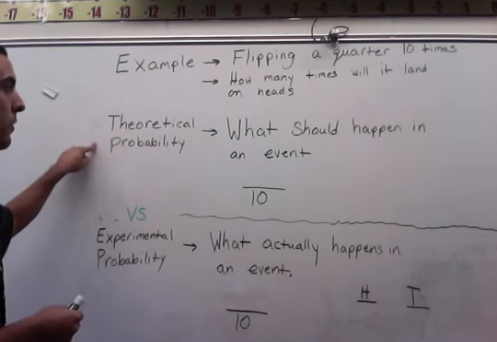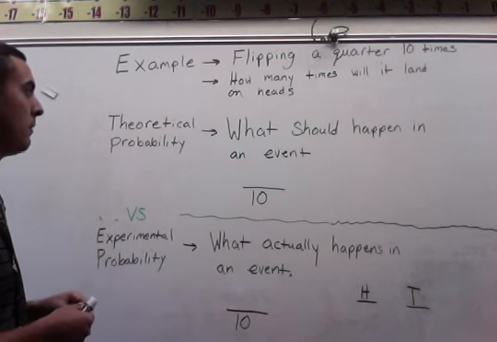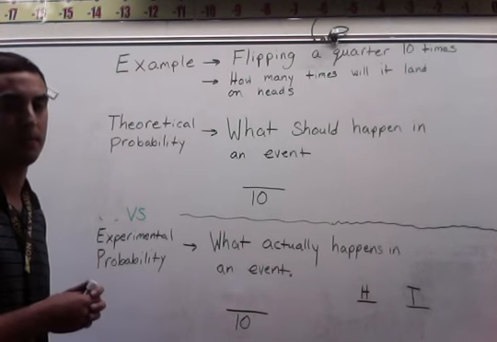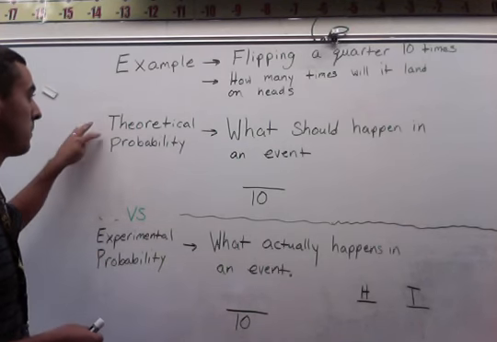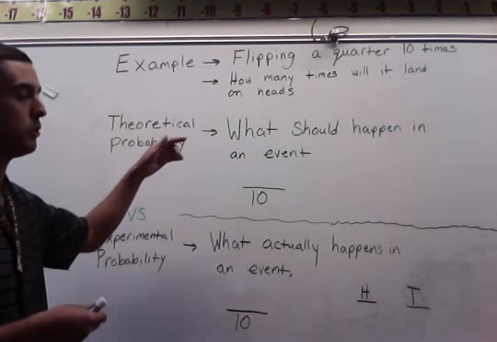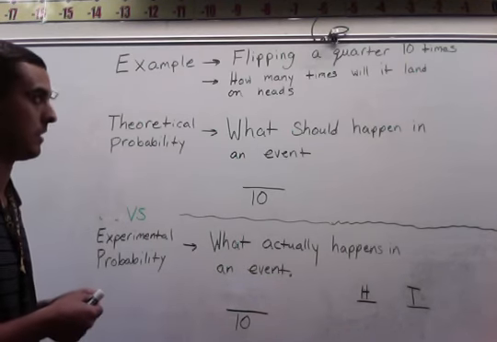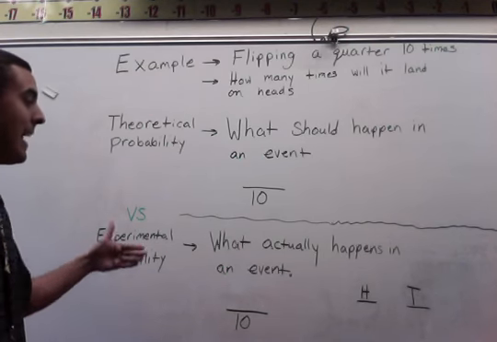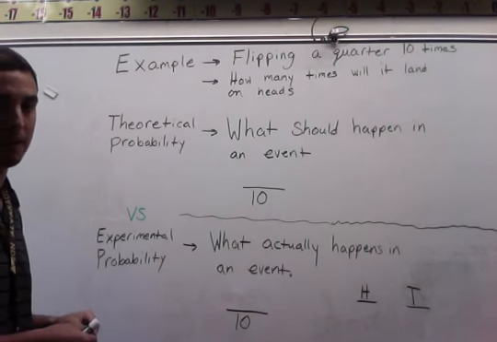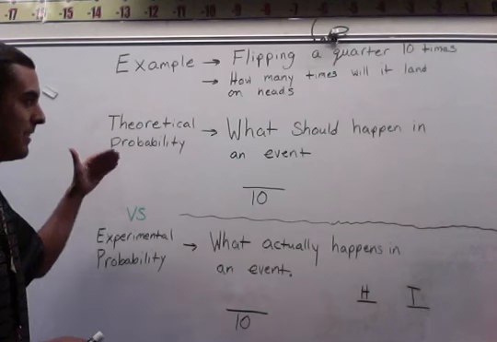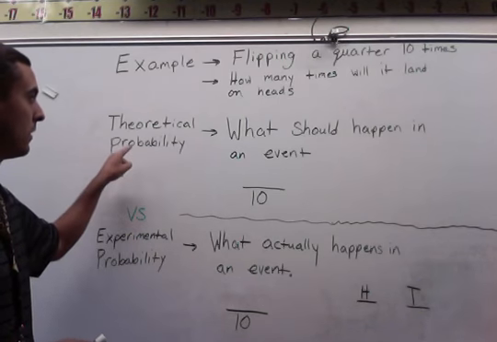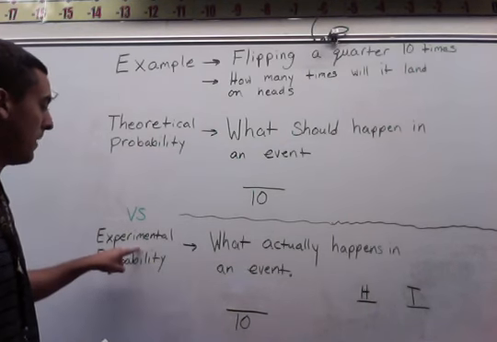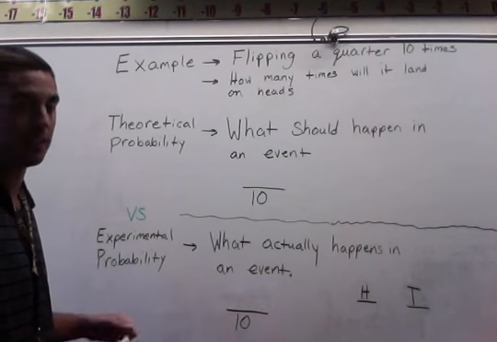If we look here at theoretical probability, if you hear the term "in theory," it just means what should happen, okay? And theoretical probability is no different. What should happen in an event, versus experimental probability, what actually happens in an event, okay? So there's the big difference between the two. Theoretical probability, what should happen. Experimental probability, what actually happens.